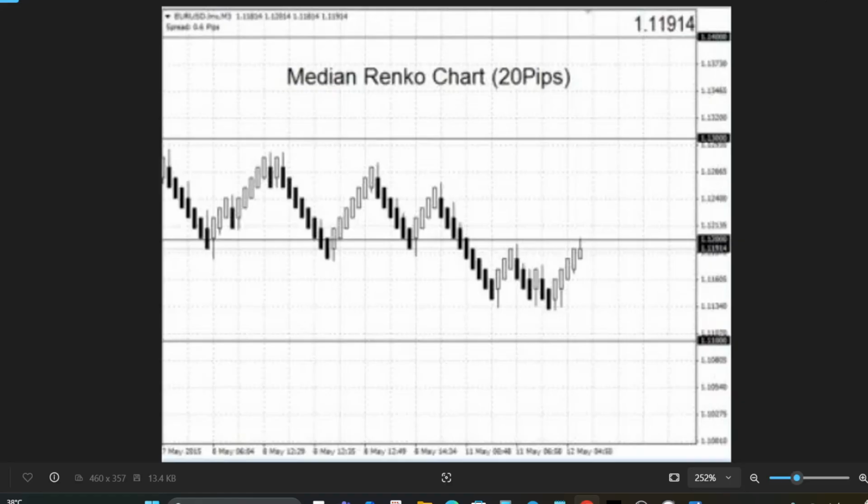If you are looking to refine your trading strategy and make your charts easier to read, you are in the right place. In this video, we are going to dive deep into the median Renko bars. It's a powerful tool that can help you eliminate market noise and pinpoint trends with greater accuracy.